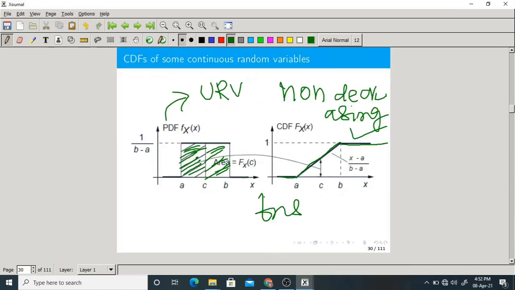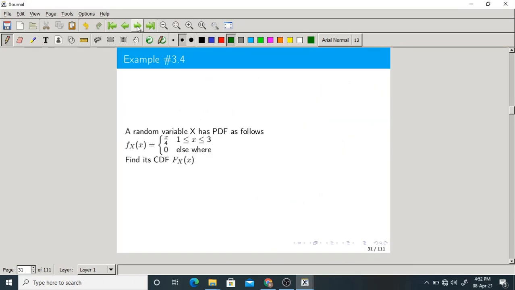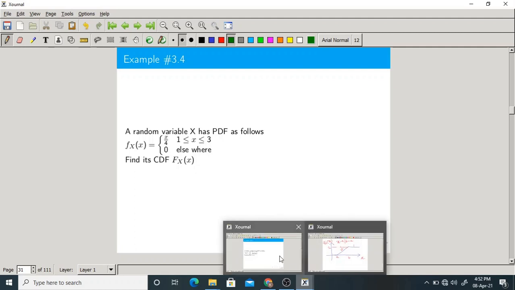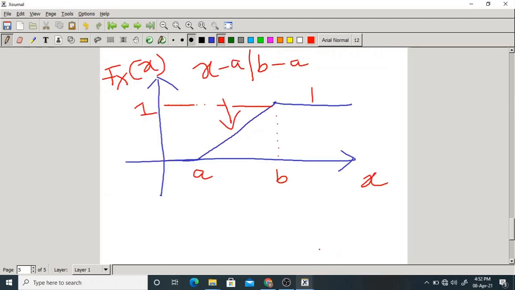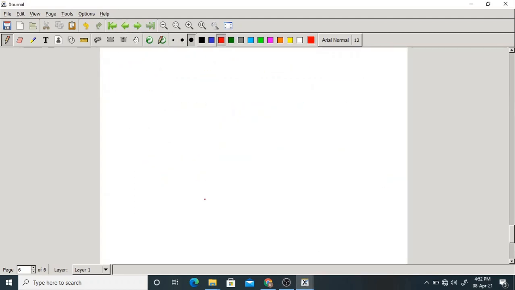Right. So next. Yeah. So this is the question. A random variable x has a PDF as follows: fx of x equal to x by 4 if it is from 1 to 3, 0 elsewhere. Find its CDF. Okay, x by 4 from 1 to 3. Right. So let us go with this.